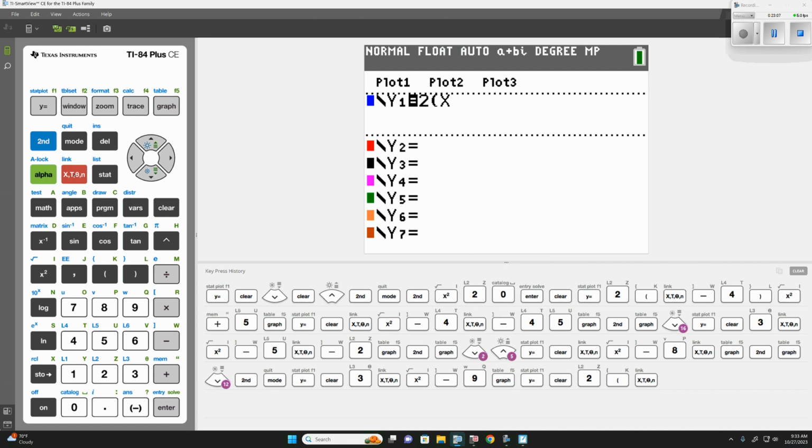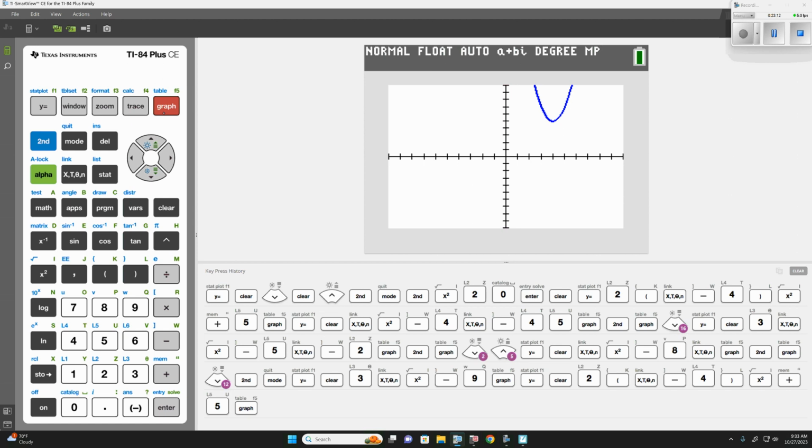Parentheses x minus 4 squared plus 5 graph. This is the graph of that function that we're trying to solve. Does it cross the x-axis? No. Now this problem does have solutions. They're just not real solutions.